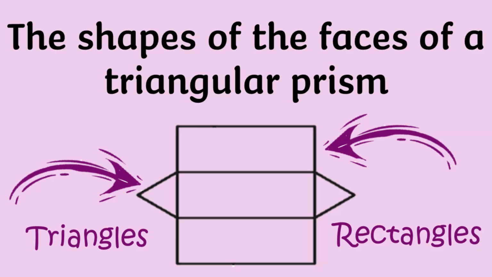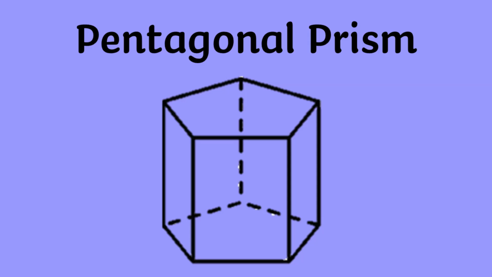The shape of the base gives the prism its name, so a prism with triangle bases is a triangular prism, and one with rectangle bases is a rectangular prism. What would we call a prism that has pentagons for bases? It's called a pentagonal prism.